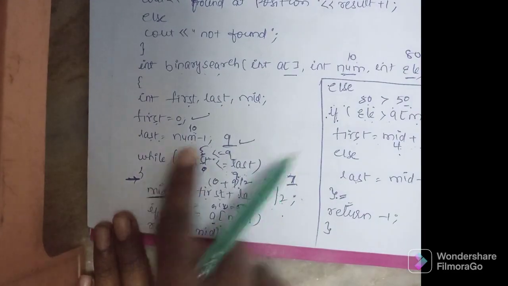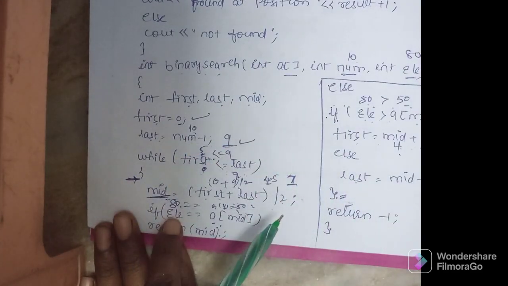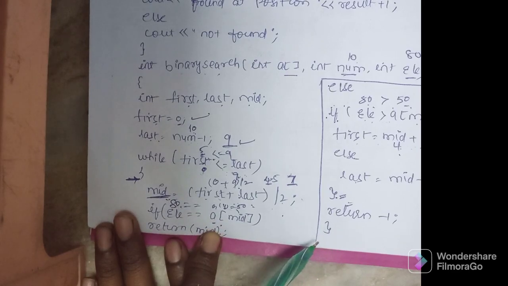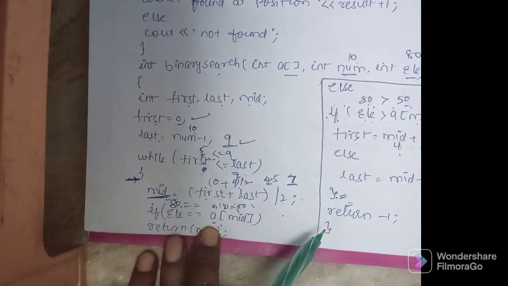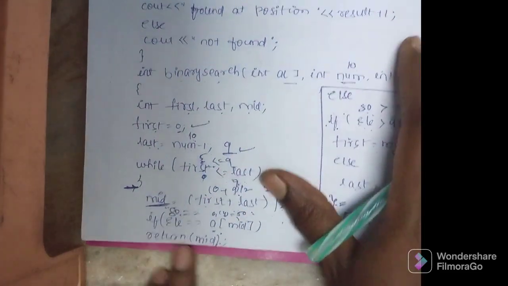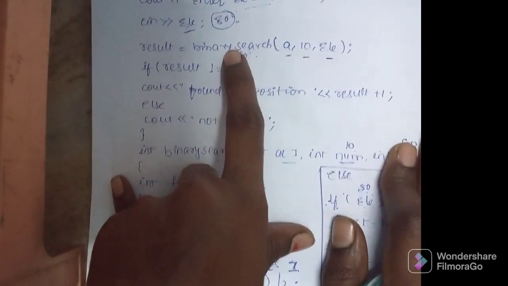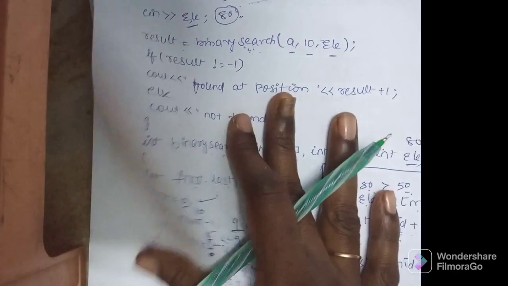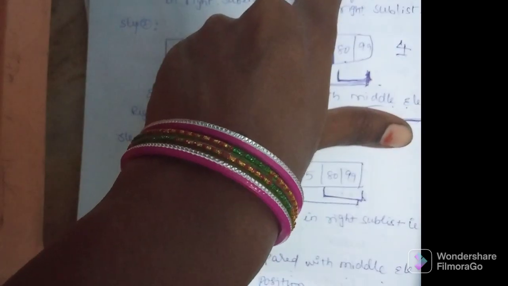This is the way of finding the sublist. Repeat the same process in this while loop until 80 and the middle element are both the same, and we return the mid value. And this mid value, where does it go? From where did you call this function? From this location. So your result contains the middle position.